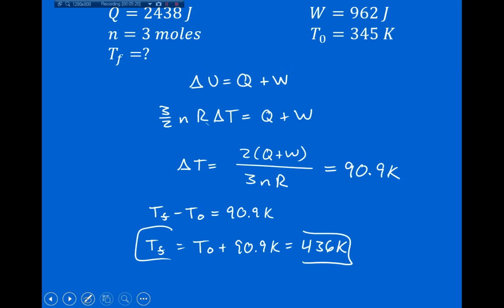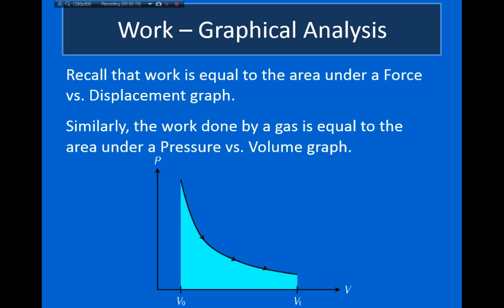In most situations, the pressure of the gas will change as the gas is either expanded or being compressed. So as a result, we can't simply say that the work that is being done is equal to the pressure times the change in the volume, because the pressure will be changing as the volume changes.